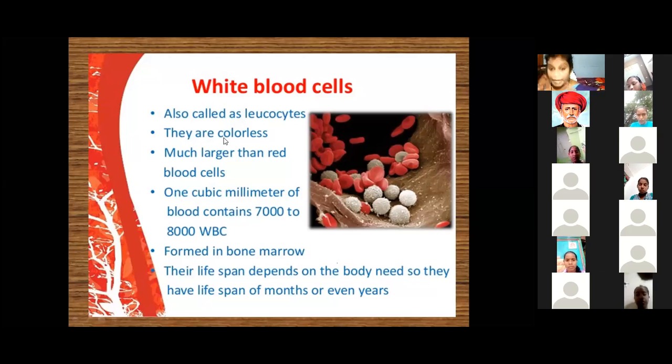How many white blood cells are there in the blood? 7,000 to 8,000 white blood cells. Next, the white blood cells are formed in the bone marrow.